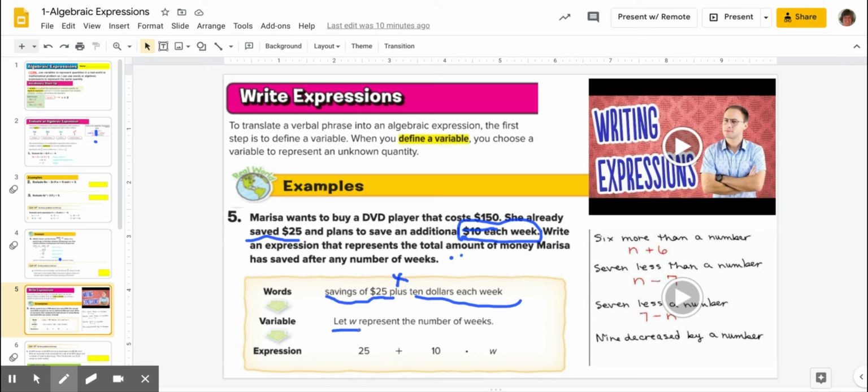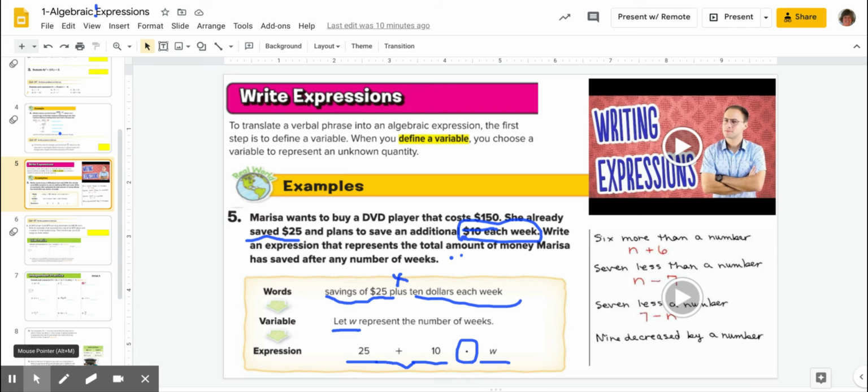So the words talk about savings of $25 plus $10 each week. So we're going to let W stand for the number of weeks. So we already have $25. We're going to add to it $10 times some weeks. I just don't know how many weeks there are. Okay. And let's continue on.